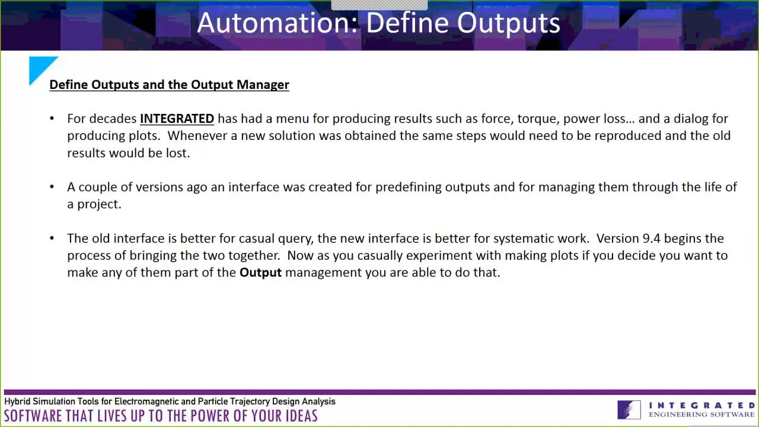And if it involved a lot of selection, like picking parts to get a force, you would have to reselect the parts, which brings up the possibility, besides the tedious and slowness of doing it, that you'll make a mistake and at different times and different solutions miss some of the parts that you intended to include. So the process has been recognized as prone to errors. So a couple of versions ago, we added an additional interface.